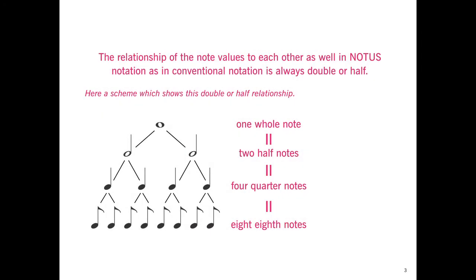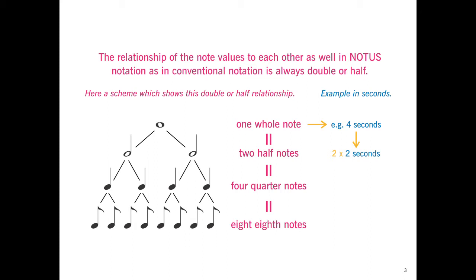The relationship of the note values to each other, as well in NOTUS notation as in conventional notation, is always double or half. Here is a scheme which shows this double or half relationship. Let's assume that a whole note value lasts 4 seconds. Well, in that case, the next smaller note value, which is a half note, lasts 2 seconds. This means that playing 2 half notes takes the same time as playing a whole note.